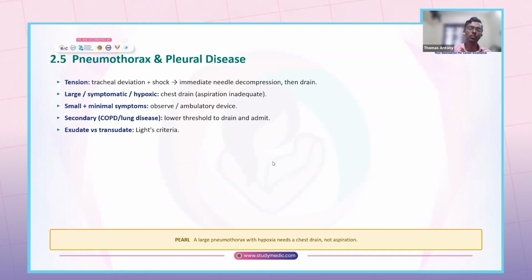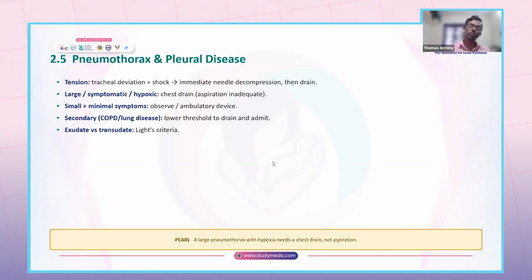Okay, so in case of secondary pneumothorax, like in COPD or lung diseases, lower threshold to drain and admit. So in case of pleural effusion, we have to decide or narrow down the differential diagnosis based on the fluid characteristic. We have to utilize the Light's criteria to decide whether this is exudate or transudate. Okay. So there is a slight change in guidelines. The current guidelines for management of pneumothorax based on the BTS guidelines is slightly different from what we were following before.